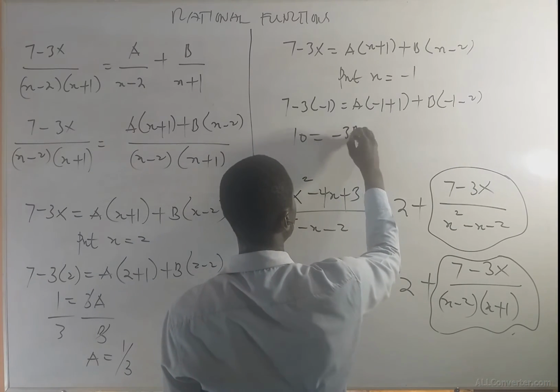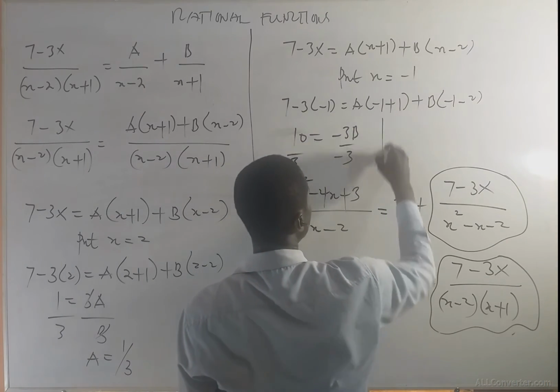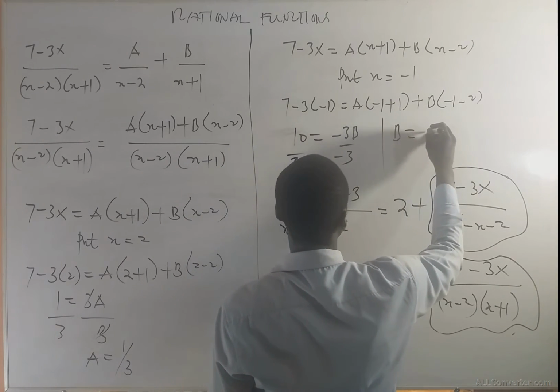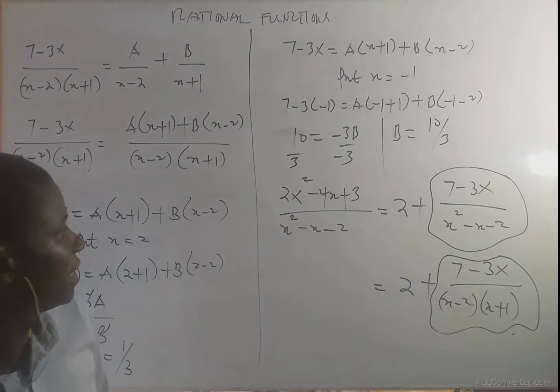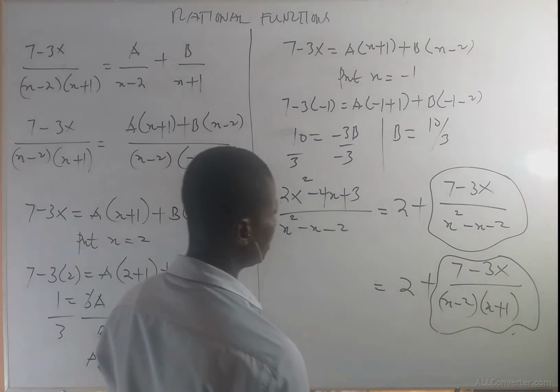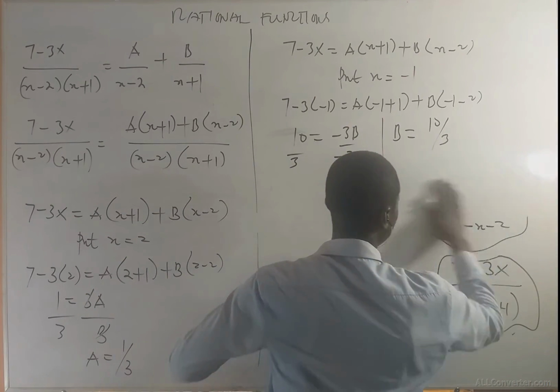That's minus 3b. So we divide both sides by minus 3. Then our b will be equal to 10 over 3. So now we simplify.